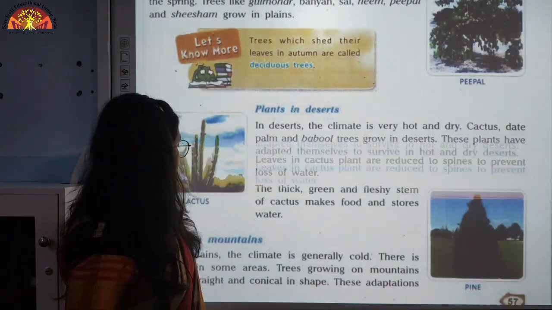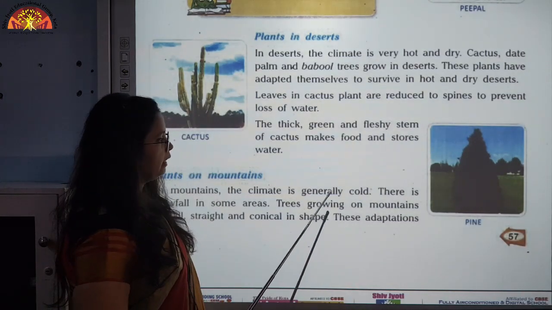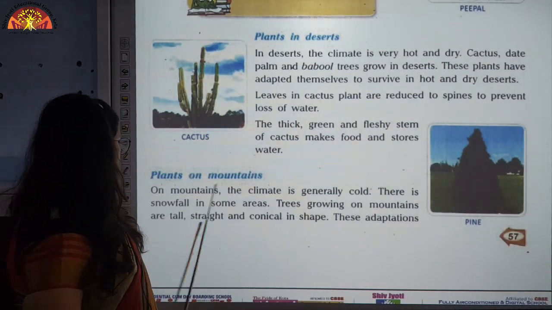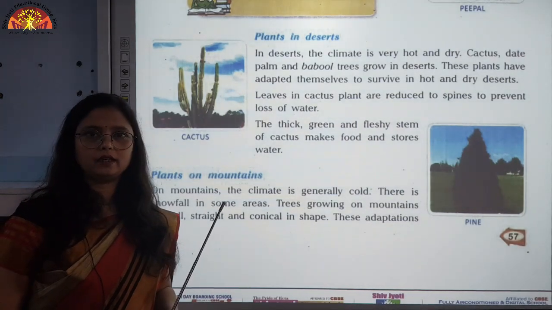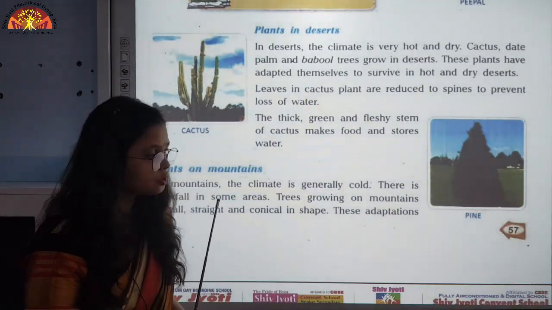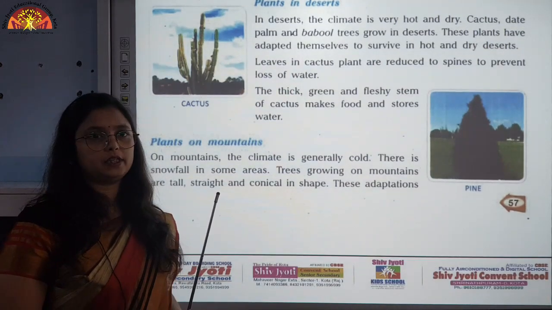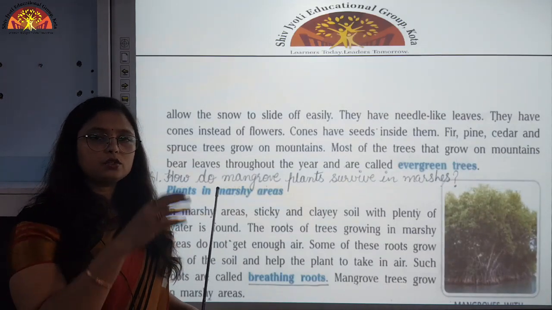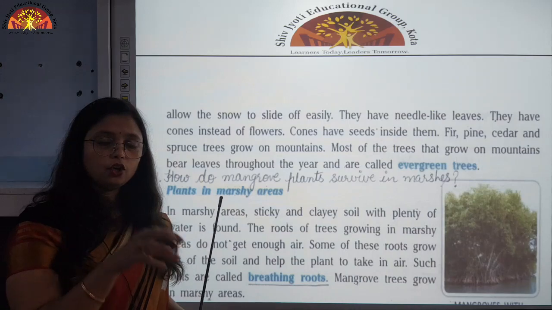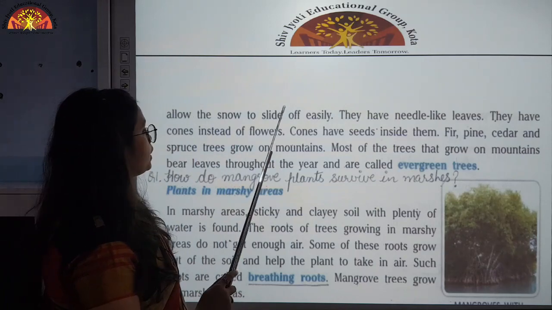These are the plants on mountains. Now children, on mountains the climate is generally cold and there is a snowfall in some areas also. Now the trees growing on mountains are tall, straight and conical in shape. Now why they are conical in shape? Because this conical shape is one of the adaptations of the trees which grow on mountains, because whenever there is a snowfall, the snow slides off easily from these conical shaped trees, okay, and it does not collect over the trees, okay. So these are conical in shape.